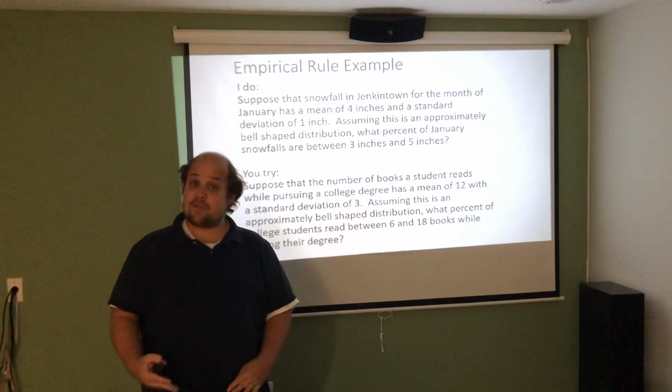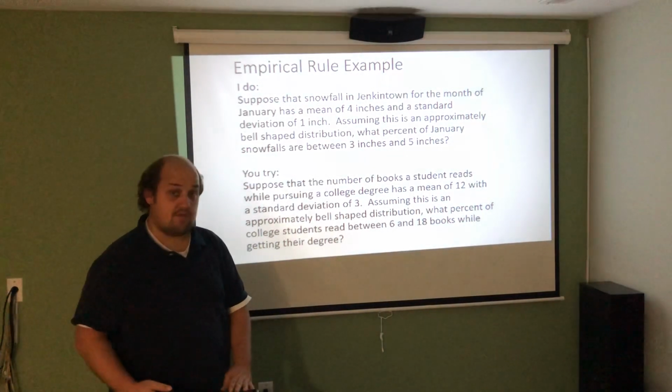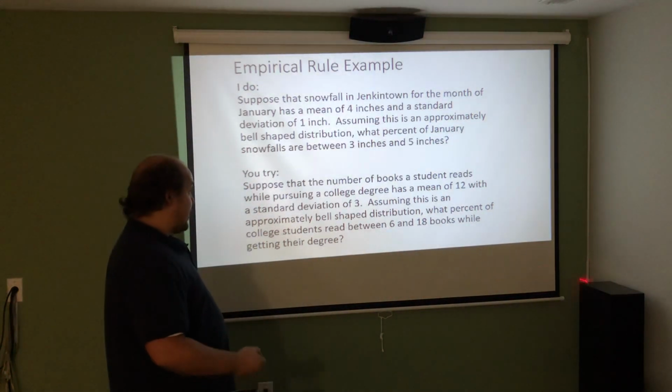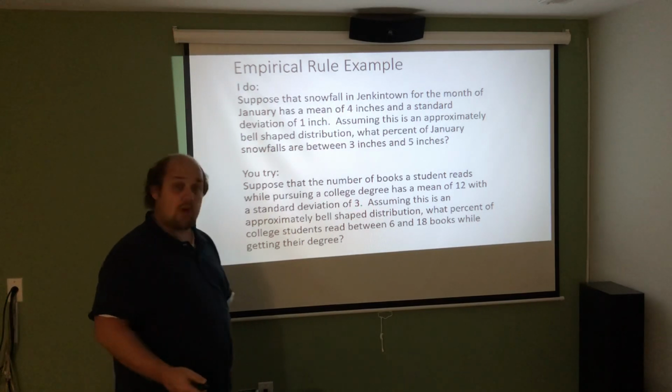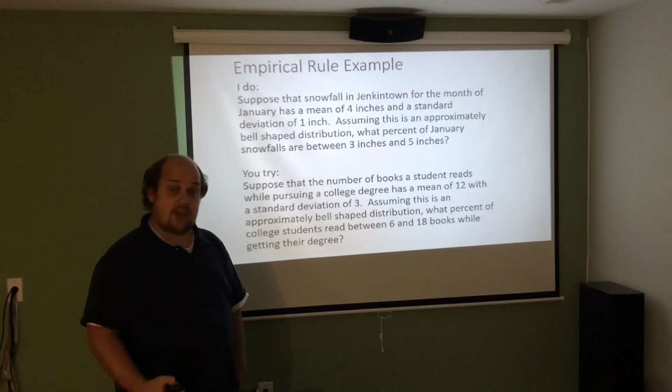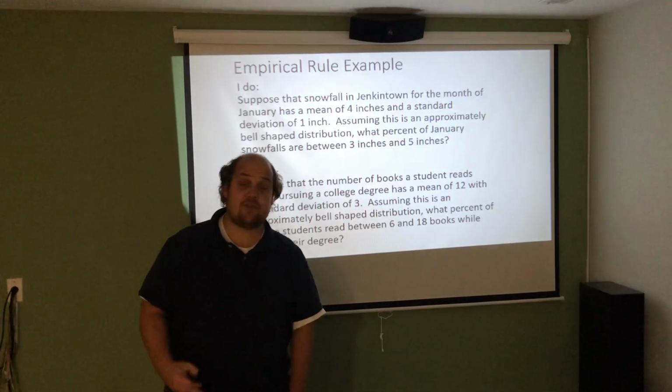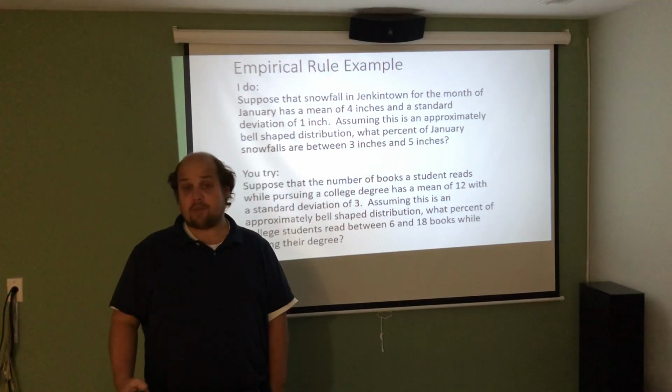We want to put it in terms of how many standard deviations did you move. So if I move 6 in each direction and the standard deviation is 3, I take 6 divided by 3 and I get that I moved 2 standard deviations away from the mean.